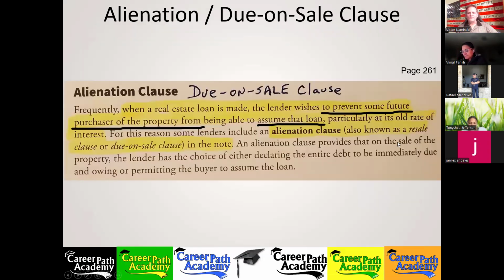Okay. So we'll highlight this in the book. And we're going to write next to the title, alienation clause, we're going to write due on sale clause. I know it says it in the paragraph beneath it, but just write it next to the title. Due on sale clause. Because you need to know, that could be an exam question all on its own. What do we call the clause in the note that prevents a loan from being assumed? That could be either alienation, due on sale, or resale clause.